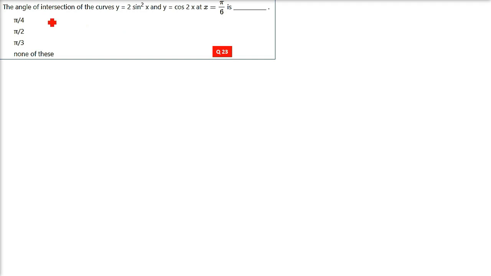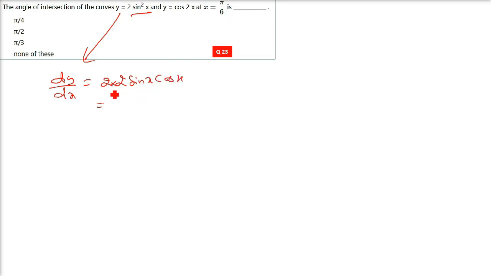The angle of intersection of these two curves at pi by 6 is. Now this kind of question we have already done, so we'll just go through it quickly. First find out m1, or dy by dx, the slope of the first curve. I am just differentiating it. Sin square x will give 2 sin x cos x. The second one is y equals cos 2x.